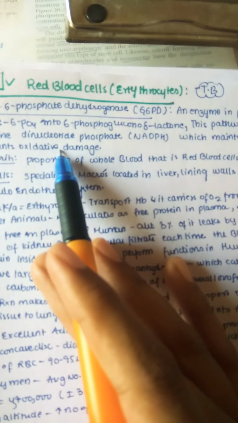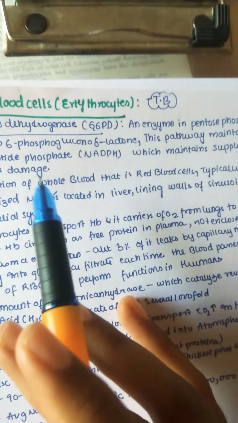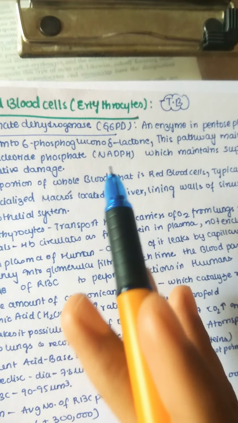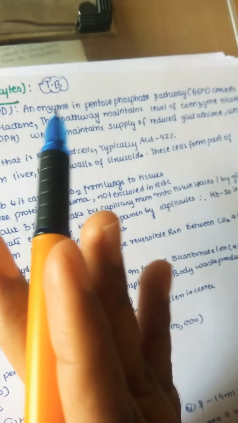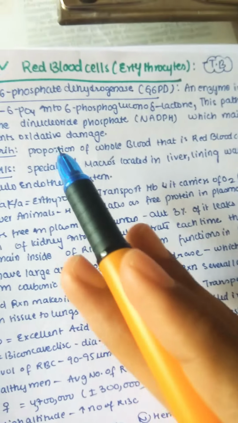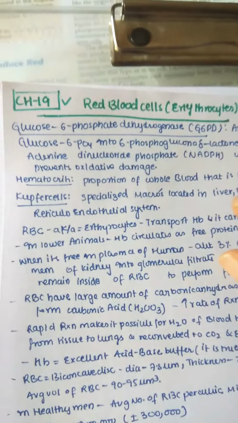Nicotinamide adenine dinucleotide phosphate, so this is NADPH. The level of this NADPH is maintained mainly by G6PD, which maintains the supply of reduced glutathione, which prevents the oxidative damage. So to prevent the oxidative damage, all this process is going on.